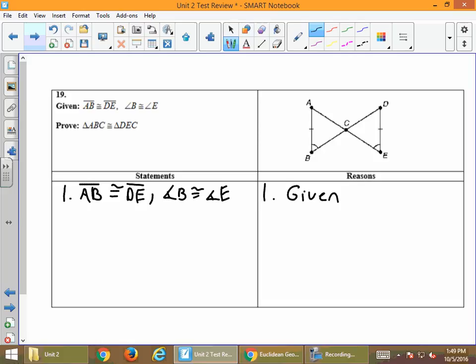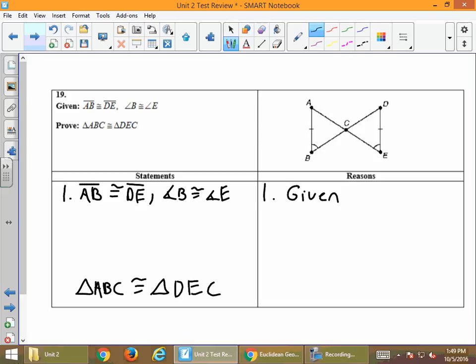Dylan, what's another thing I can have up here? It's already given to me. The proof. What am I trying to prove, Dylan? Triangle ABC is congruent to the triangle. Yep. Perfect. Nice job. 3 points. Gold star for everyone around.